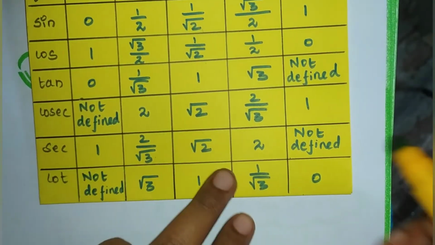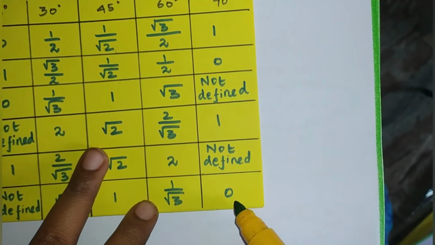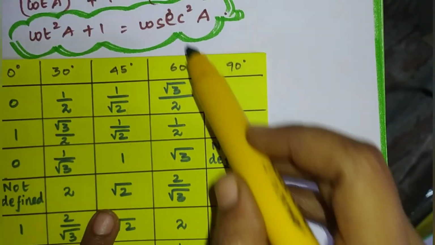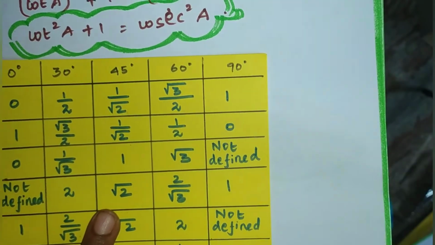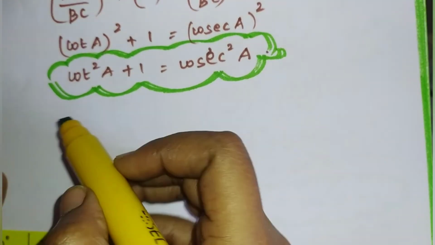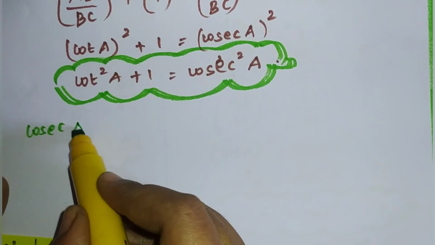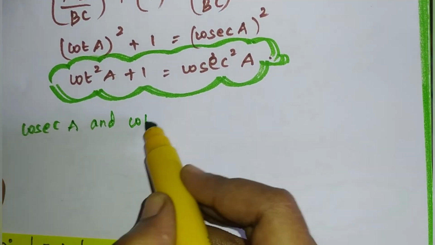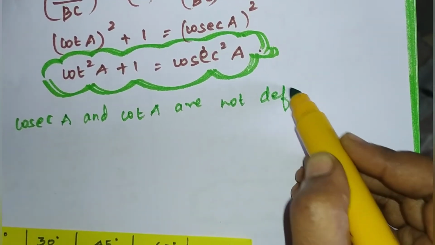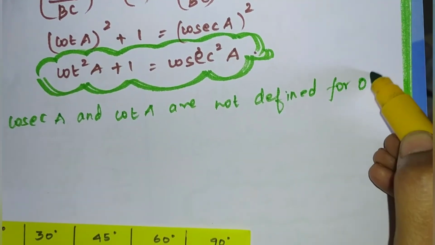For 90 degree, check with 90 degree. Cot is 0. 0 plus 1 is 1. And cosecant is 1. Yes, 1 is equal to 1 and it is true for 90 degree. So how we have to write? Cosecant A and cot A are not defined for 0 degree.